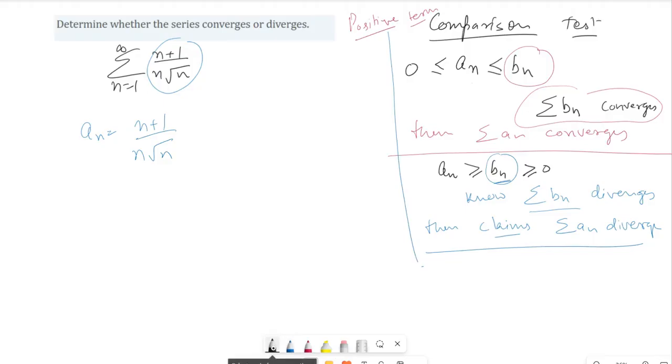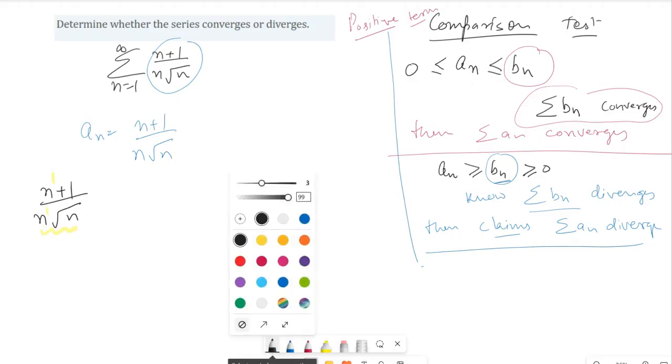So to test this series, I will take the general term, which is here, and I'll try to come up with another series which I can compare with this. If I know about that series, I can make some claim about this series. That's the main strategy. Okay. Now to come up with the next series, one idea is to think of what's the degree of n in the numerator. It's 1 here. And what's the degree of n in the denominator? It's 1.5, basically 3 by 2, right? So what's the difference between them? Half. So that would be in the denominator, okay?